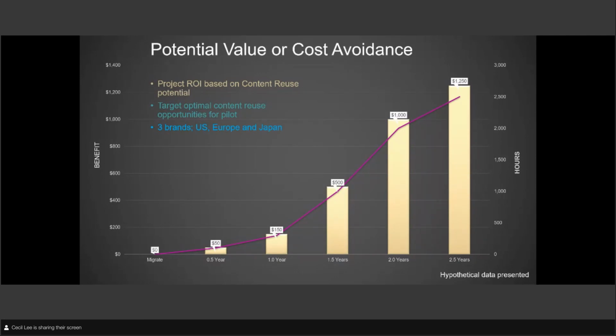And we started with 3 brands, one in each business unit or therapeutic area. And we launched it to US, Europe, and Japan in 1 year. Why we did that was really to understand the different stakeholders' onboarding experience with these very large business units, so we can adjust our change management strategy.